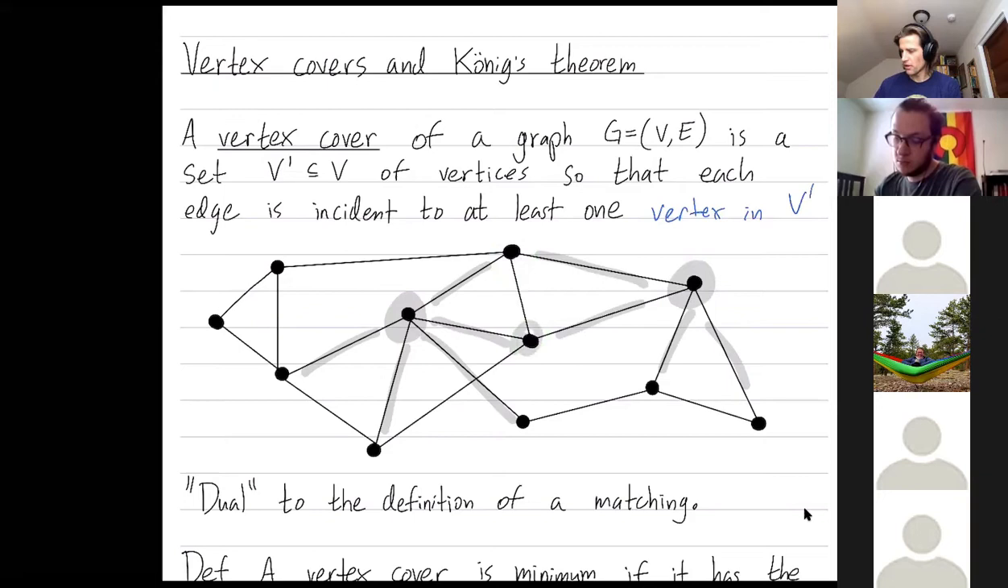And then, why don't I choose this vertex? And then I can choose this vertex. And then I can choose that vertex. All right. So I've found a vertex cover. I have a covering by these six vertices. So that's my set V prime here. Questions about this?